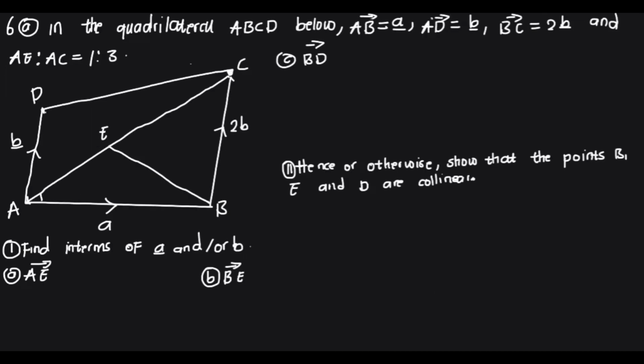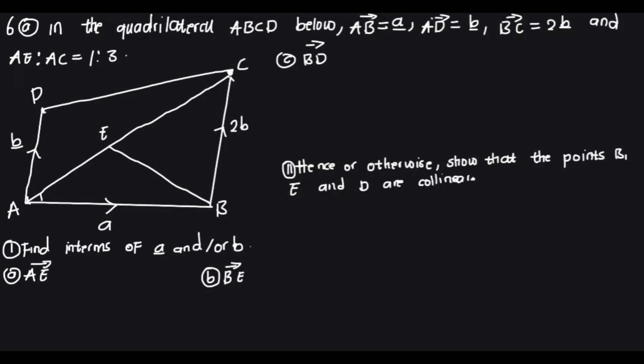Okay, so now we move on to a question that contains vectors. In the quadrilateral ABCD below, AB is equal to vector a, AD is vector b, BC is equal to 2b, and AE to AC we have the ratio 1 to 3. Now, first, we need to look at the region where these ratios are.